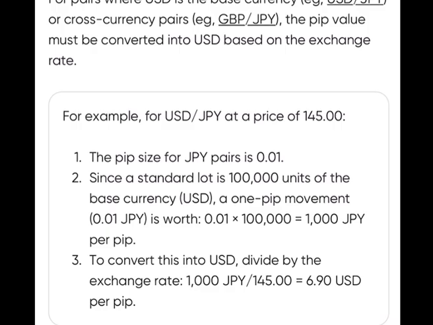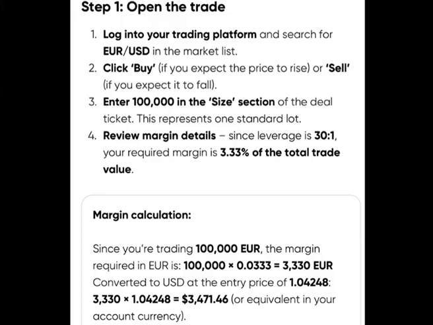So, pairs where USD is the base currency. Here is a very simple example that I will show you. We passed that slide, we are not going to look at it. First, you open your trading account. If you have one already, log into your trading platform and search for a currency pair, that is EUR USD, in the market list, and click buy.